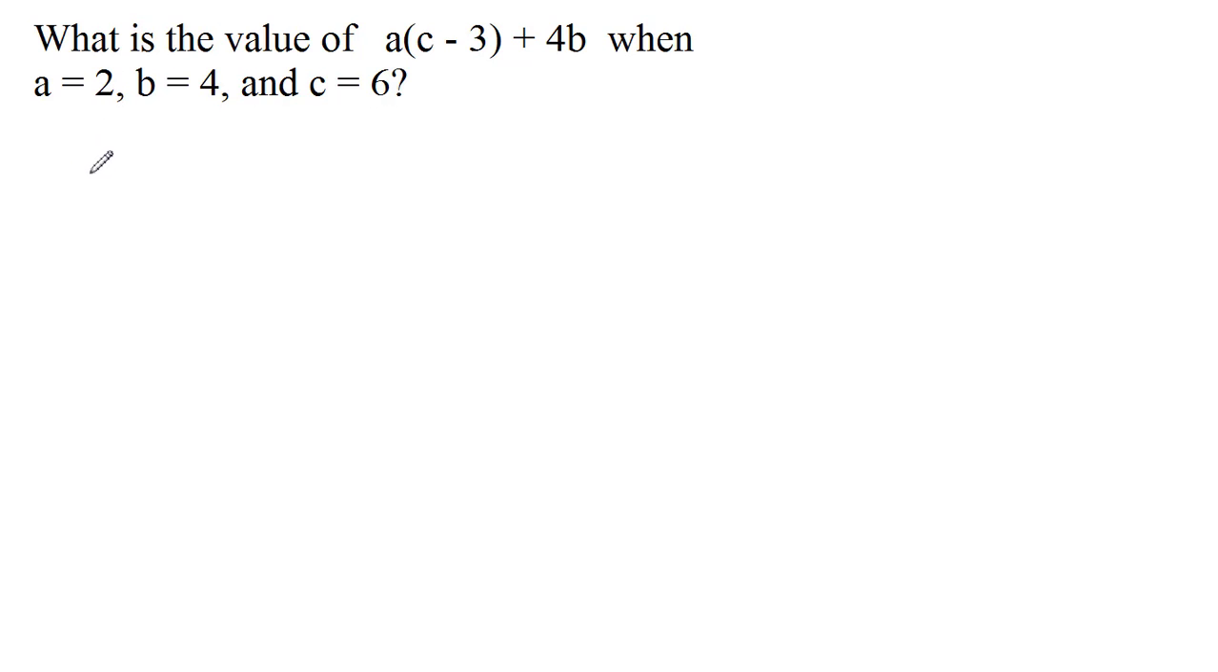So the first thing I'm going to do is plug in the values for our variables. So instead of a, we'll now have 2, (c is 6 minus 3), 3 doesn't change so I'm just going to copy that, and then plus 4, and 4 is actually being multiplied by b, so 4.